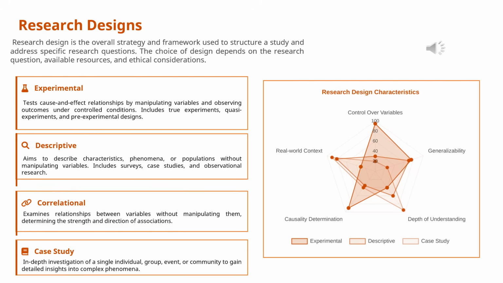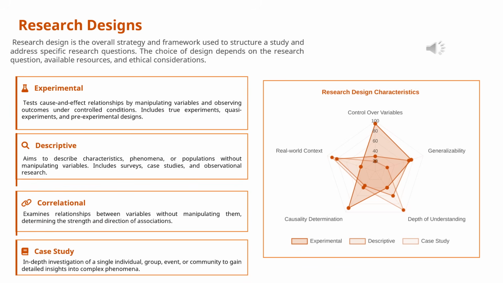Okay, now we look at the various types of research design in public health. By definition, research design is the overall strategy framework used to structure a study and address a specific research question. And the choice of your research design should depend on the research question, the available resources, and ethical considerations. So the research design actually specifies the structure and the strategy of your investigation. It also tells us how your data will be collected, analyzed, and interpreted.